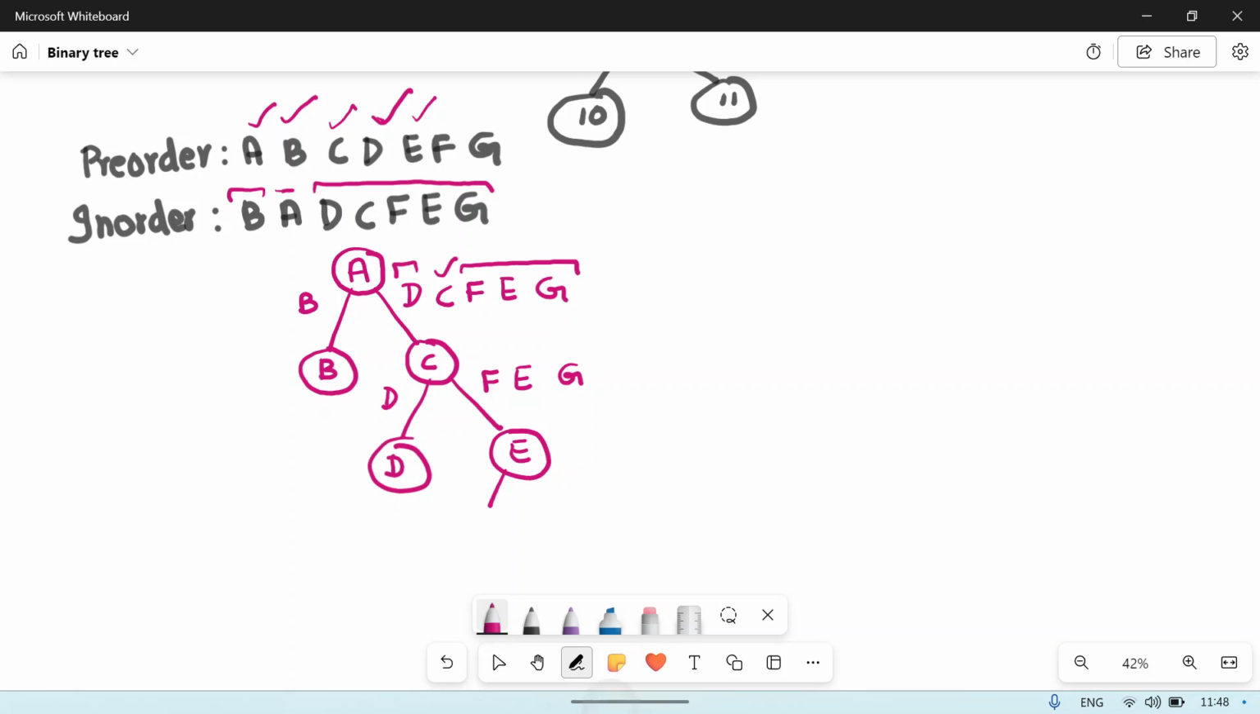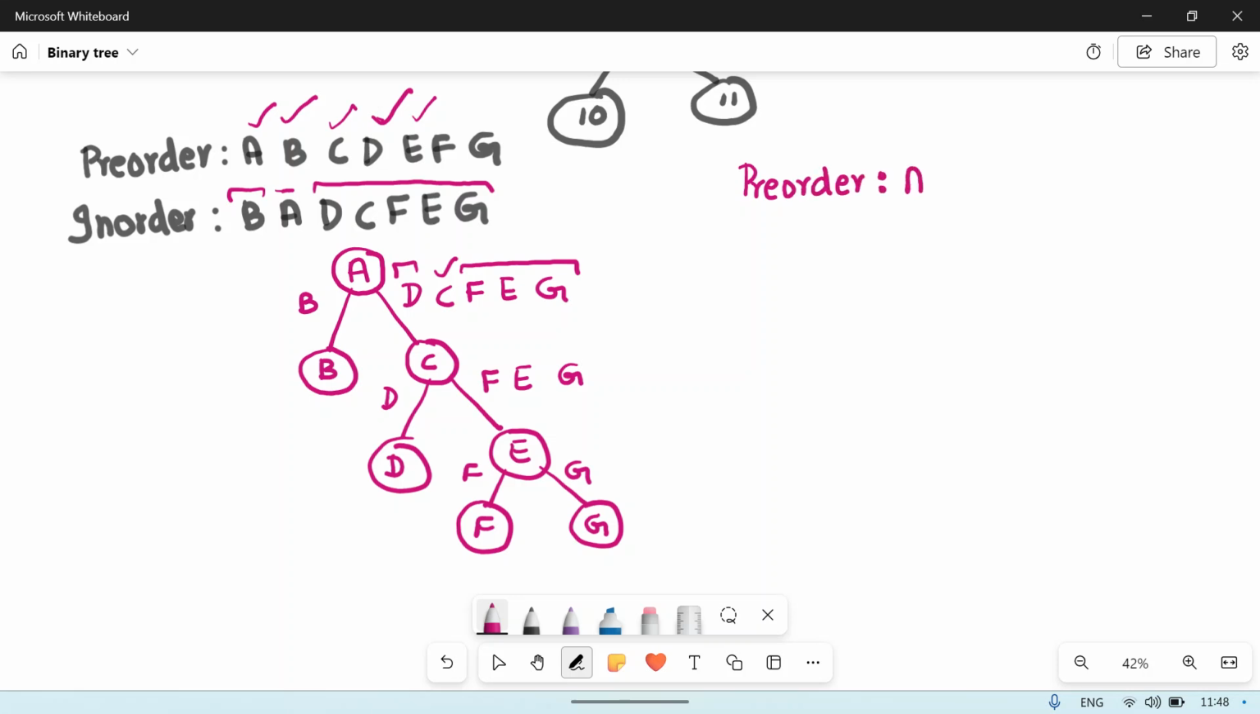The other one to the left is F and towards the right it is G. So here F comes and here G. This is how you construct the tree. Now I'll give you one example for you to solve. You solve this and get back to me if you have any doubts.